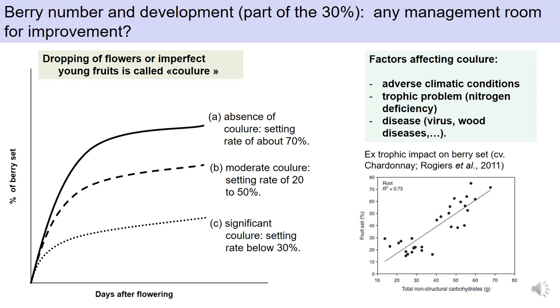So apart from the abiotic factors, remember that diseases can affect flowering and fecundation, flower fecundation. So diseases can affect the 70% of the yield component.